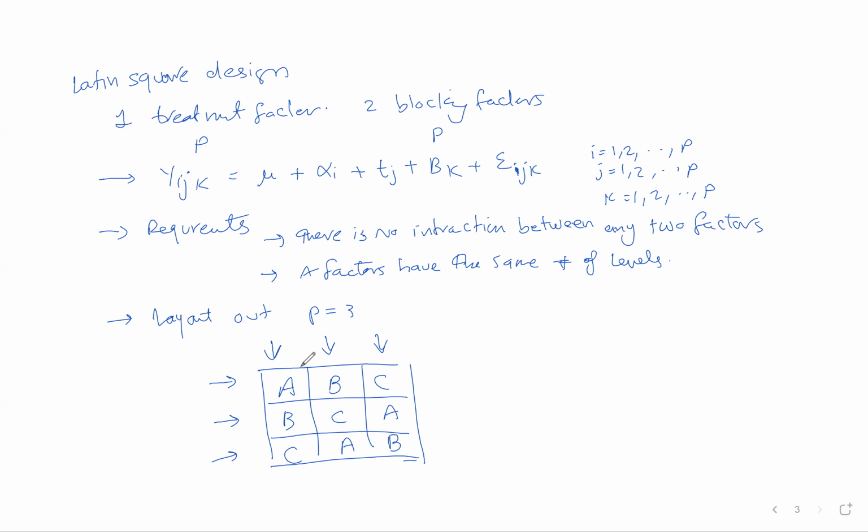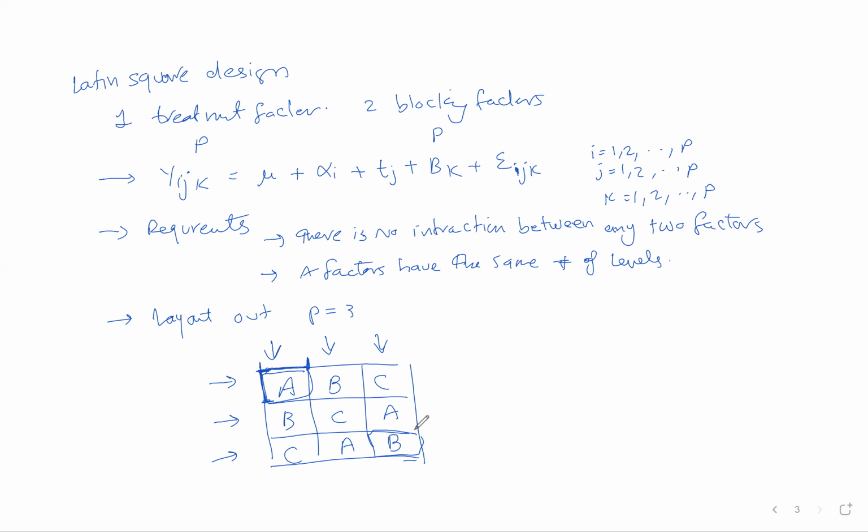So for the first block of the first blocking factor, first block of the second blocking factor, assign A and then measure the response. To the last one, so how many values will I have? I will have 9 values in this case. So this is the layout when we have 3 factors, 2 are blocking factors and 1 is treatment factor, and each have 3 levels.